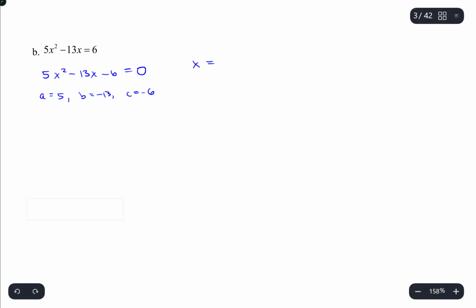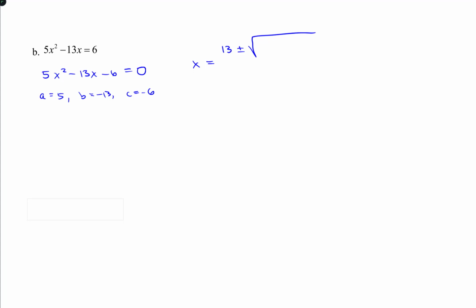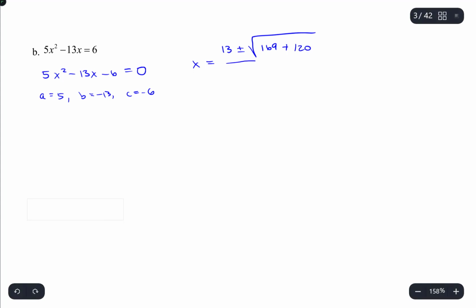So our solutions here would be x equals negative b, so the opposite of negative 13 is positive 13, plus or minus the square root of b squared, which is 169, minus 4 times a times c. So c is negative, so that's going to change this all into a plus. And then 4 times 5 is 20. And 20 times 6 is 120. And then that's all over 2 times a. 2 times 5 would be 10.